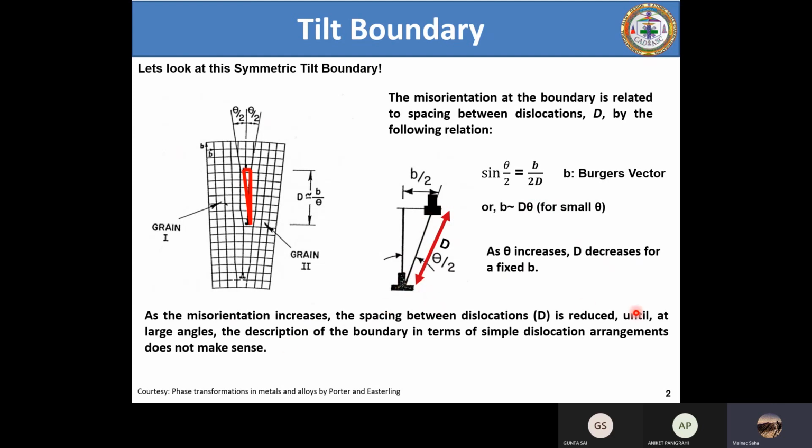So in that case, at large angles, the description of the boundary in terms of simple dislocation arrangements doesn't make sense. How? I will tell you. If you have this dislocation and this dislocation, and you have theta equal to 15 degrees, can you tell me, if you have a calculator, how much is 15 degrees in radians? Radians is simple, huh?